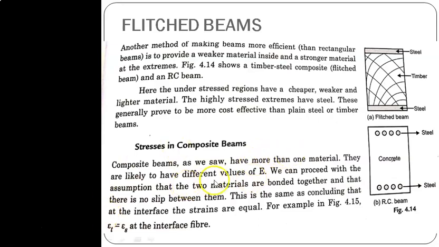They are likely to have different values of E. We can proceed with the assumption that the two materials are bonded together and that there is no slip between them. This is the same as concluding that at the interface the strains are equal. For example, in figure 4.15, say epsilon t is equal to epsilon s at the interface. That is, epsilon t means strain in timber, which should be equal to strain in steel.